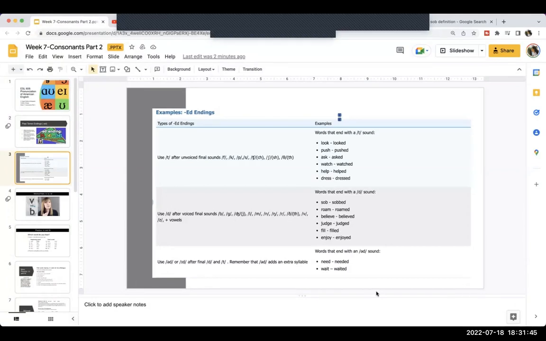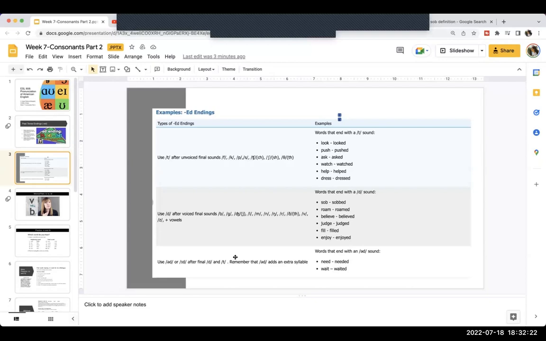All right, so if it ends with anything else except the T and the D, then it's a D sound, okay? Like, sorry, not book, booked is a T sound. Like B, G, J, L, M, N, R, V, Z. These are all voiced sounds and they make a vibration in your throat.